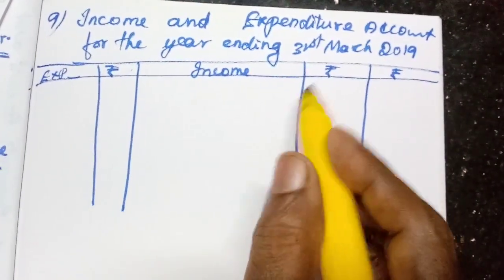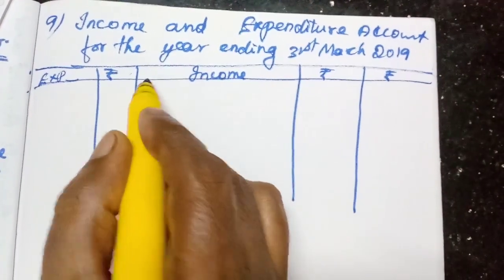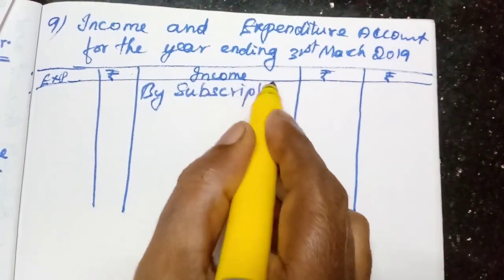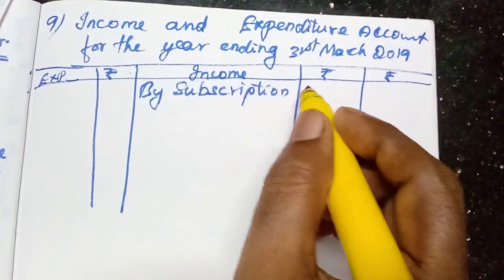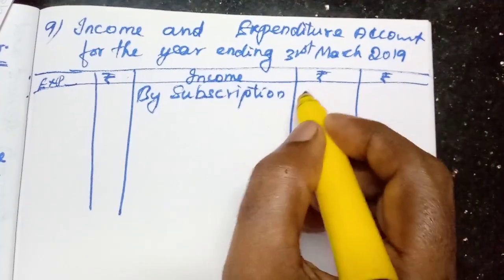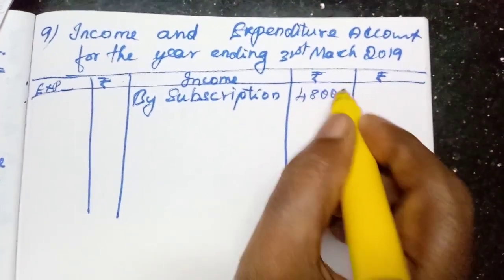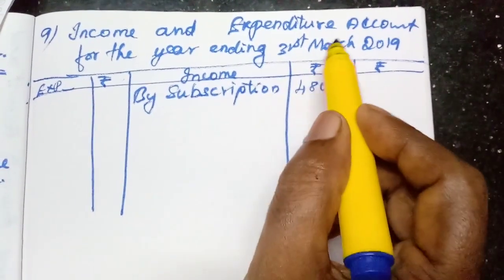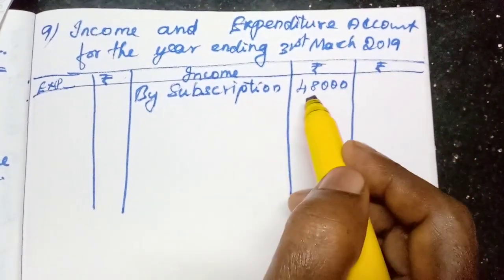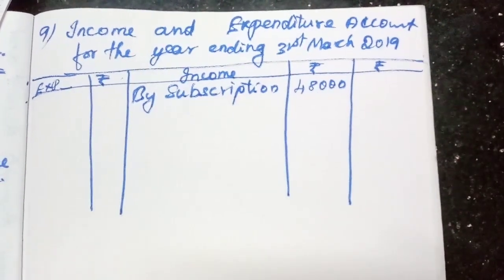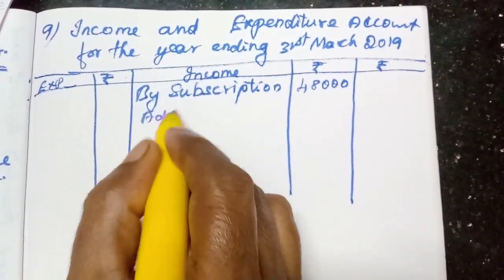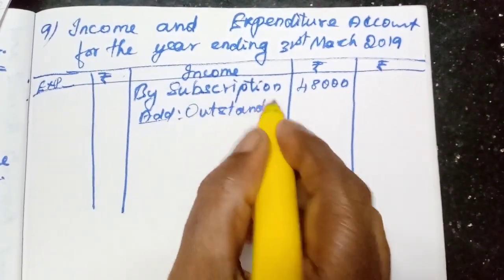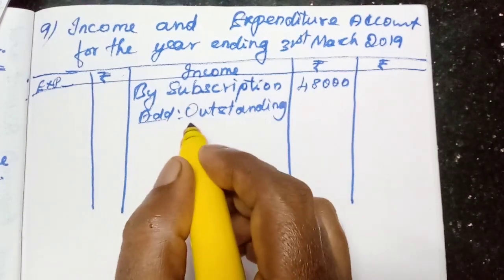Now, on the income side, we are going to write subscription. Very easy, very simple. You just have to understand, that's all. If any doubt, you can ask me. The subscription given in the receipt side for the present year 2018-19 is 48,000. So add outstanding subscription. Outstanding subscription we have to calculate. I think you have understood.